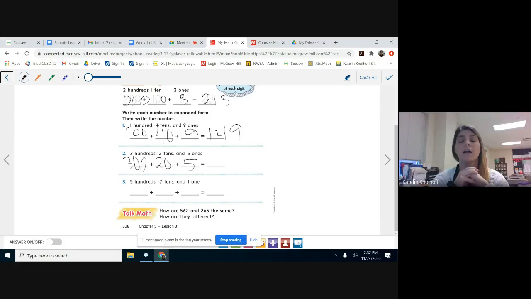So now we have our number in expanded form. We've expanded out. Now we want to put it together. So our number is 325. And again, all that this is showing you is that each number has a value. So when I look at 325, that 3 actually stands for 300. The 2 actually stands for 2 tens, and the 5 stands for 5 ones. Okay?